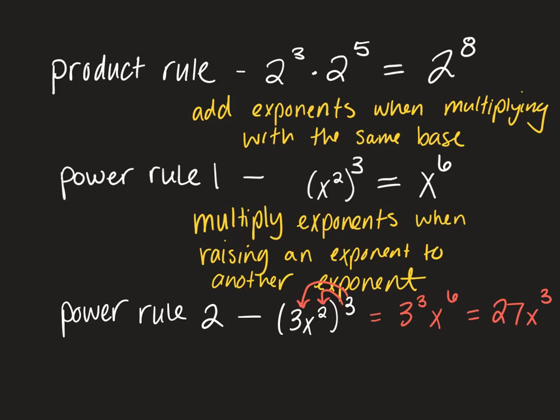Yes? Why did X go back to the third power? Why didn't it say... Oh, it didn't. It should be a 6. Good catch. Yeah, no, you're right. It should be to the 6.